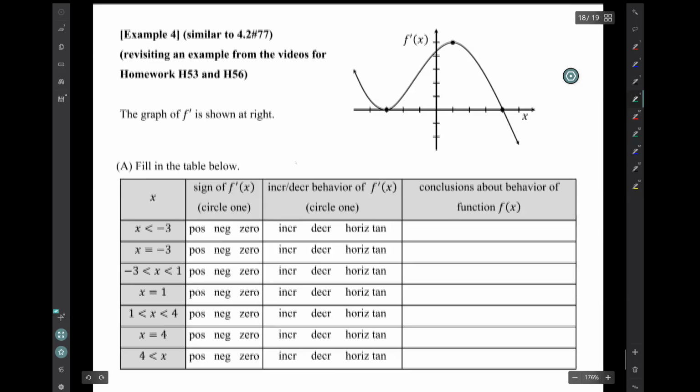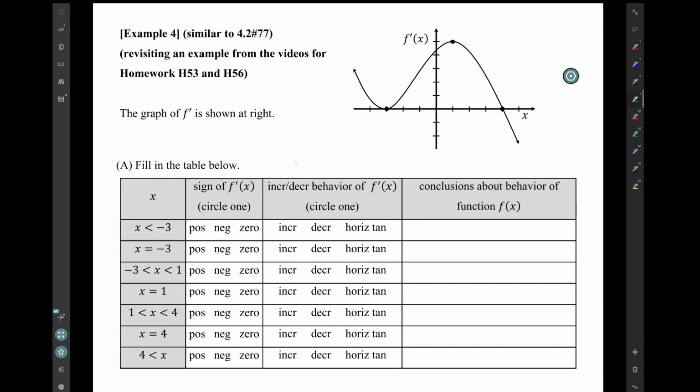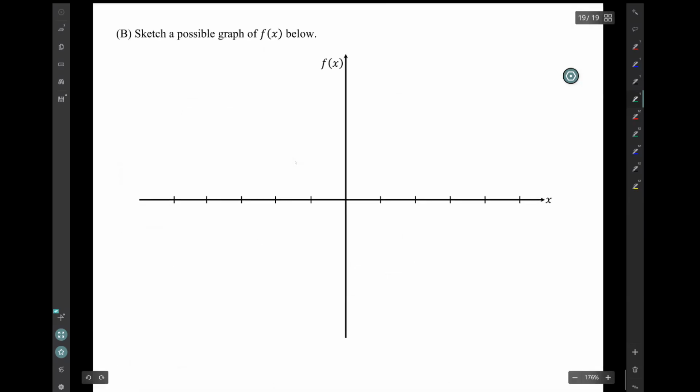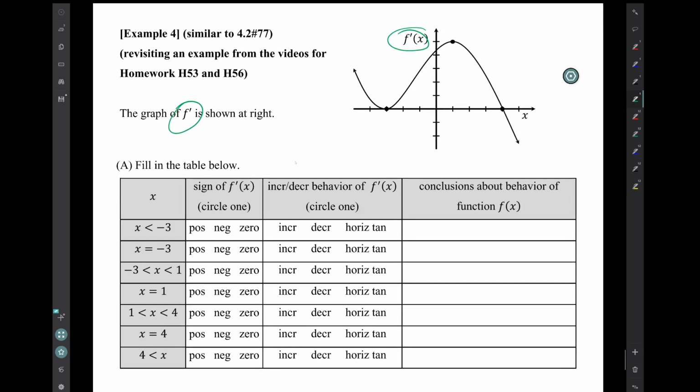Let's go on. The last example for today is revisiting an example from 2 earlier videos. It's similar to 4.2 number 77. In this example, the graph of f prime is shown at right. So not f of x, this is f prime of x. The goal is to come up with a graph of f of x. We'll do that on the next page. But in order to do that, we're going to scrutinize the behavior of f prime in order to get conclusions about the behavior of f of x.